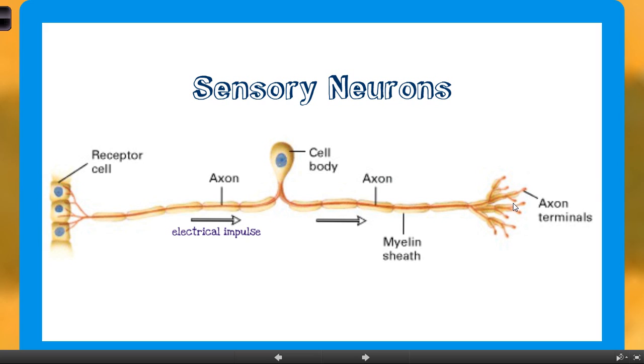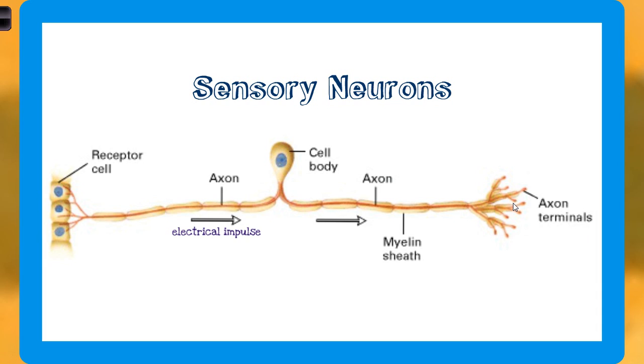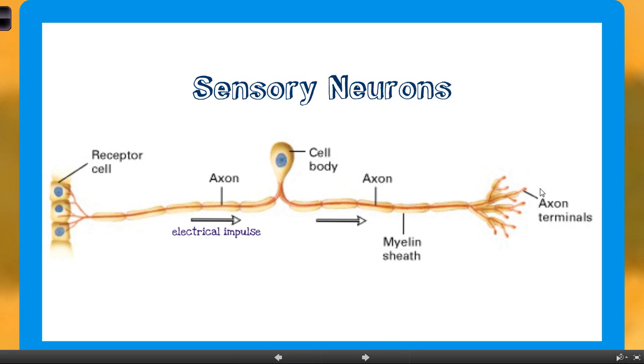Remember, the job of the sensory neuron is to take information from the outside. The sensory neuron is part of the peripheral nervous system. It takes that signal all the way to the spine. So this would usually end up in the spine, where it passes the information on to the central nervous system.